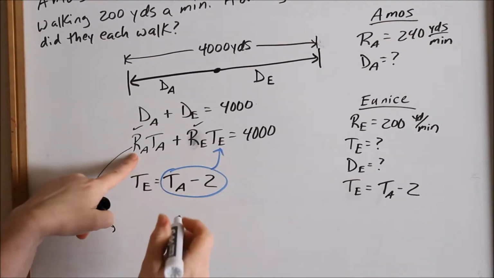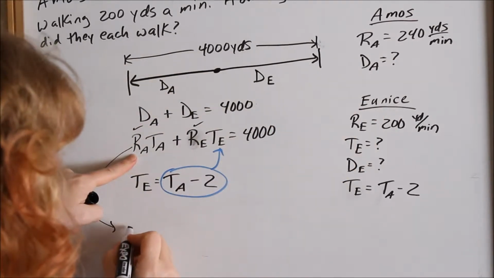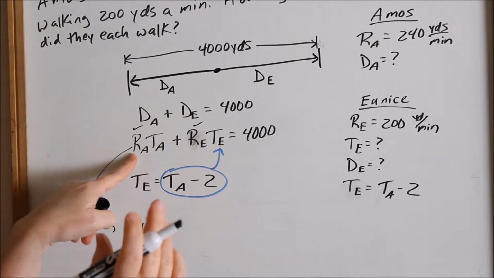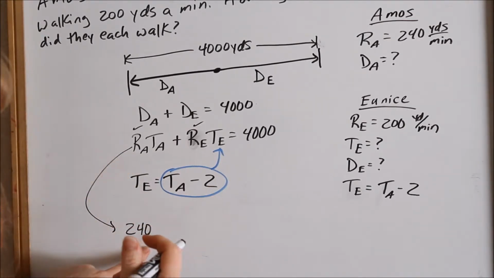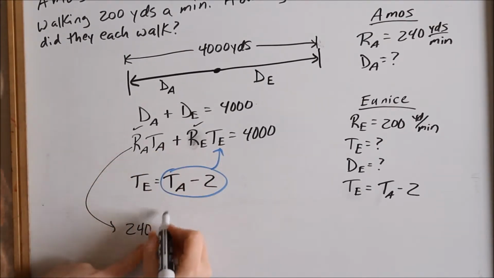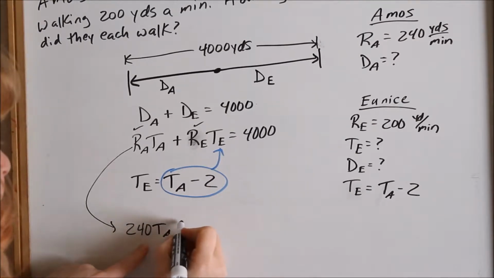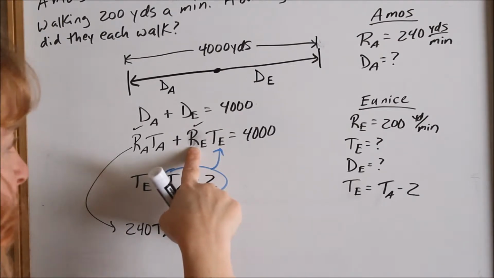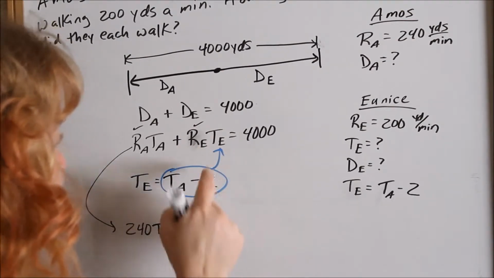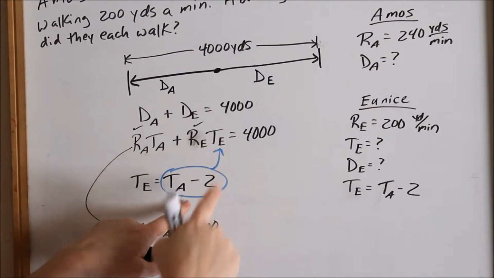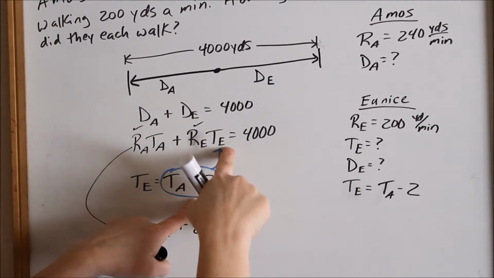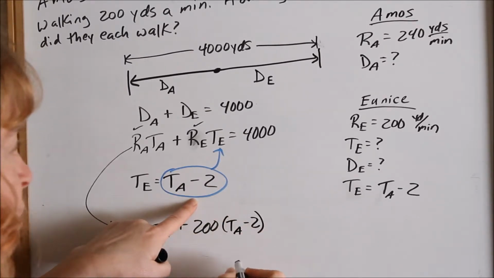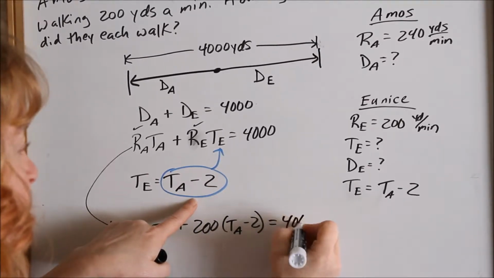Okay, so Amos's rate, going to what we know, I have 240. Since I know all my units are going to work out, I'm just not going to write any of my units in for right now. Okay, and then I have Amos's time. I'm going to leave that plus Eunice's rate. Go over to my information. That was 200 yards a minute. And then Eunice's time, we're going to substitute this in for Eunice's time. So we're going to say TA minus 2 equals 4,000.